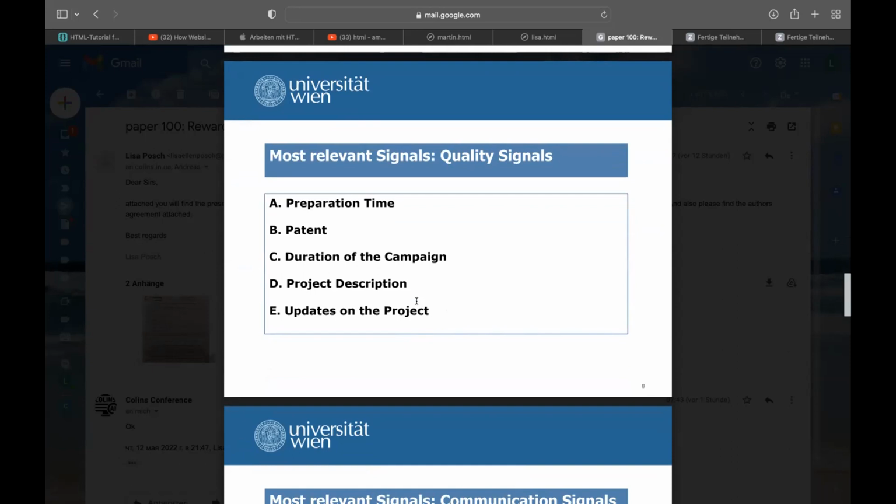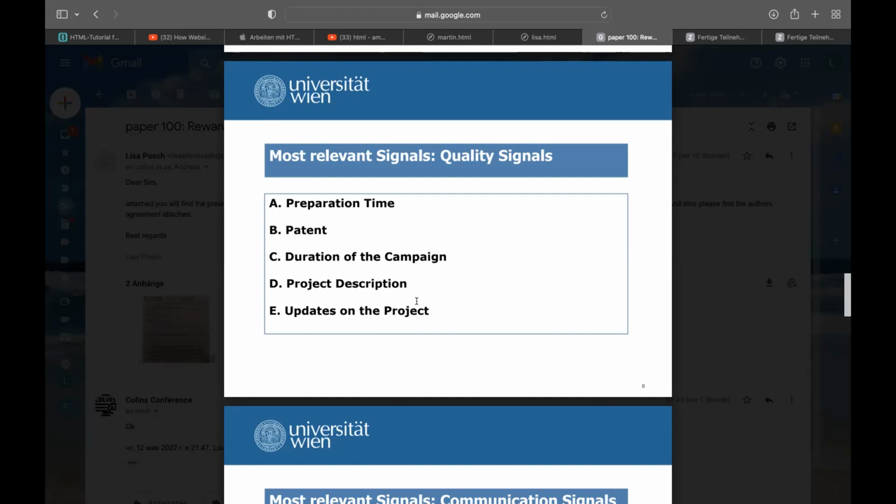For the preparation time, it can be assumed that a longer time of preparation has a positive impact on the development of a crowdfunding campaign, but can also be related to higher costs. For the patents, it can be said that patents can also be seen as significant signals of the firm's fundamental quality towards potential investors in order to reduce the information asymmetry issue.